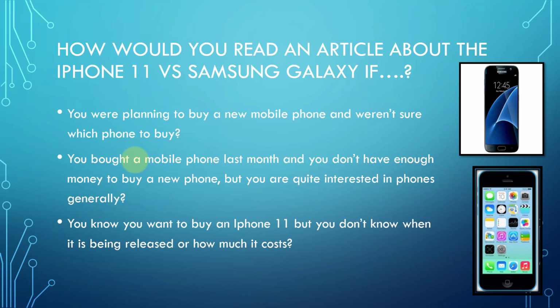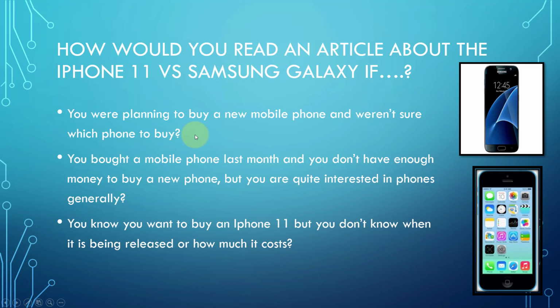Okay, so hopefully you've had a chance to look at your answers, you've had a chance to think about how you read different things. We're going to look at one thing here. So you're going to look at the same thing and how you read it in different situations. So you're reading a magazine article about the iPhone 11 versus Samsung Galaxy. So think about how you would read it in these different situations.